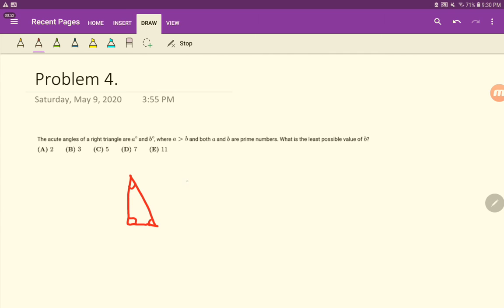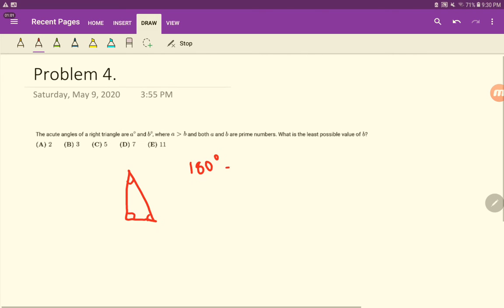Well, we know that the sum of all of the angles in a triangle is equal to 180 degrees. And we know that the right angle is equal to 90 degrees. So we have that the sum of the acute angles is just 180 degrees minus 90 degrees, which is equal to 90 degrees. So we have that A plus B is equal to 90 degrees. We also know that both A and B are prime numbers.